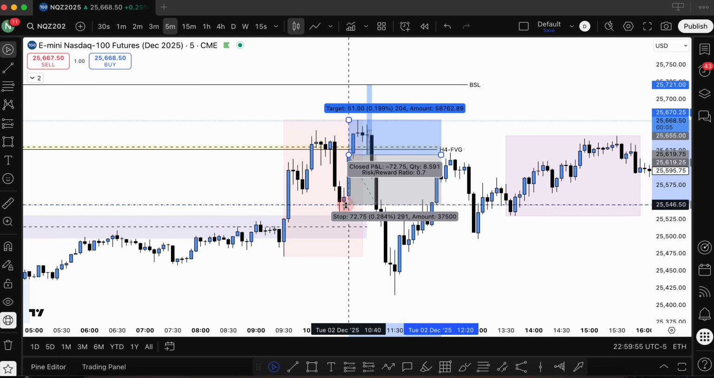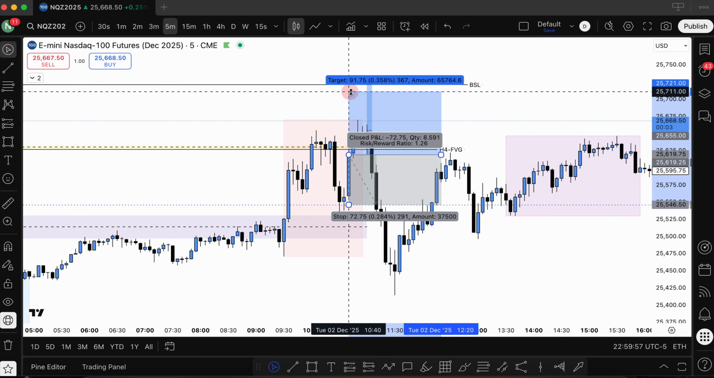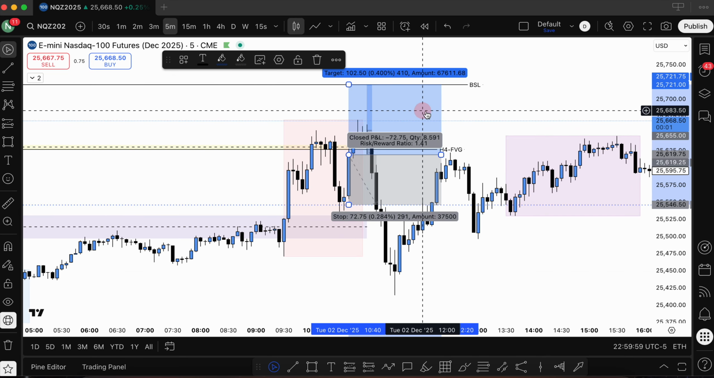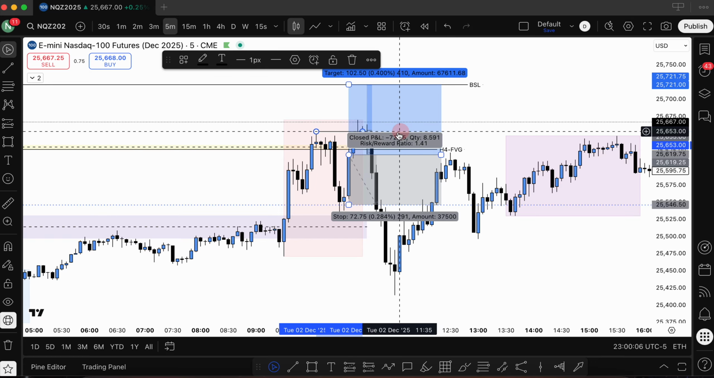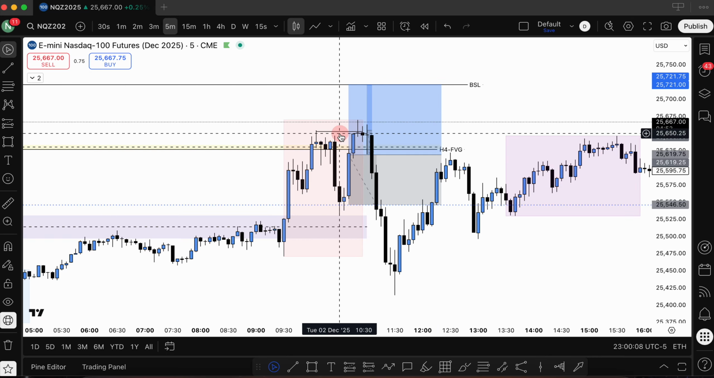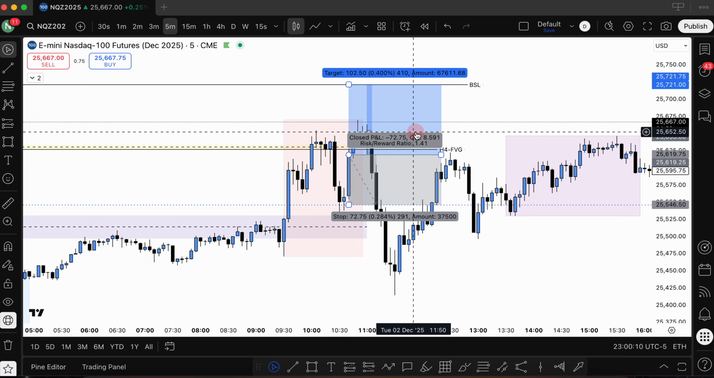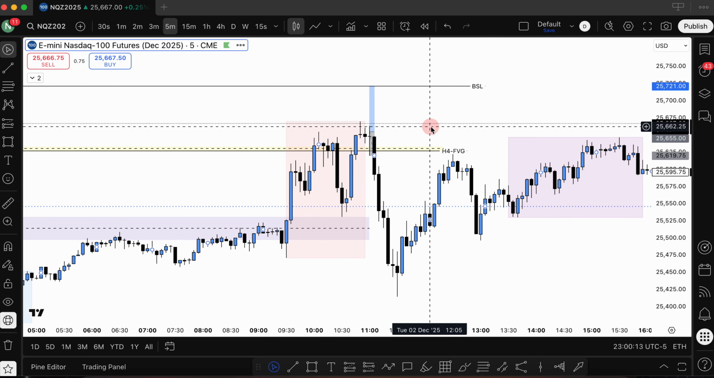But I was currently in the gold trade when this was happening. I would have entered here, target there, and probably would have just gone break even here, which would have resulted in a break even trade, which is really the trade I should have taken if I was going to take it. So in theory, I kind of fumbled into this trade, looking back at it in hindsight.